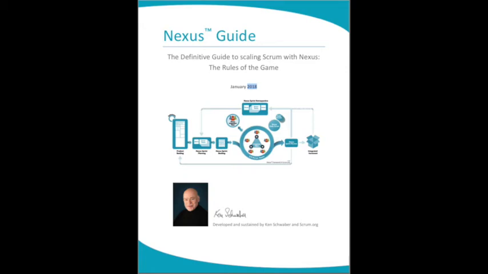This is the English audiobook version of the Nexus Guide, the definitive guide to scaling Scrum with Nexus, the rules of the game. The Nexus Guide is developed and sustained by Ken Schwaber and Scrum.org, version January 2018. This is a derivative work by Jochen Krebs based on Scrum.org/resources/Nexus-Guide. No endorsement is made by either Ken Schwaber or Scrum.org.